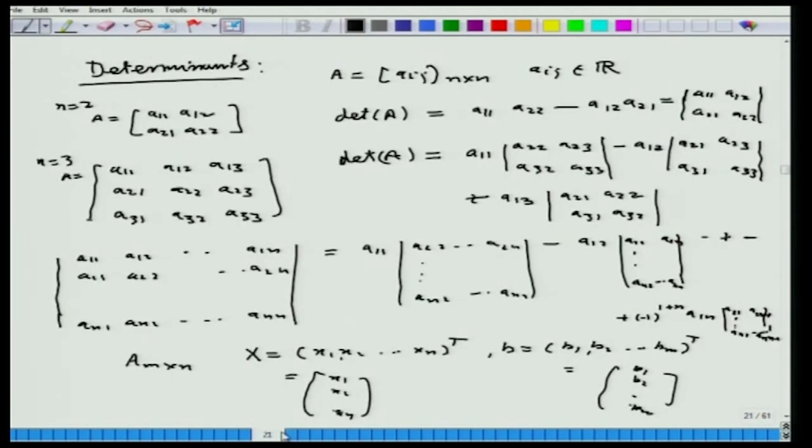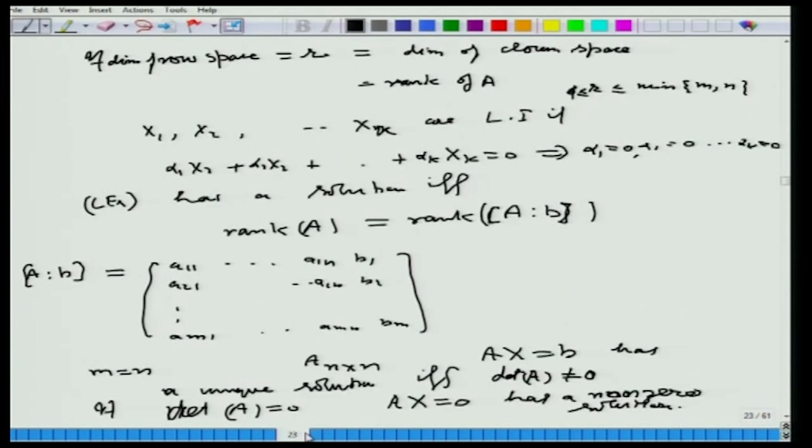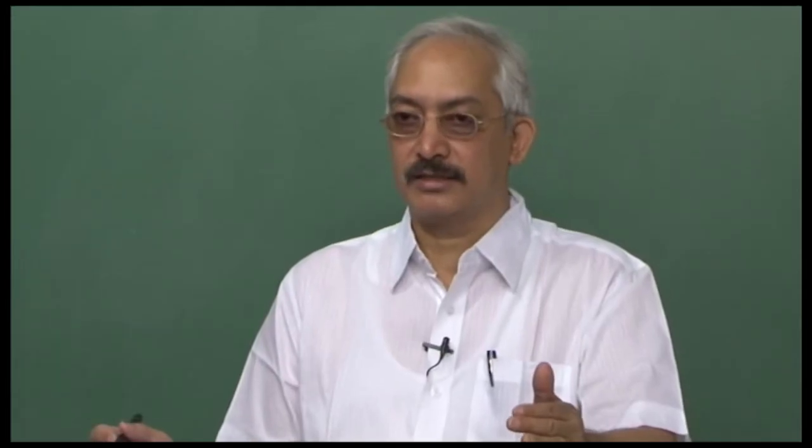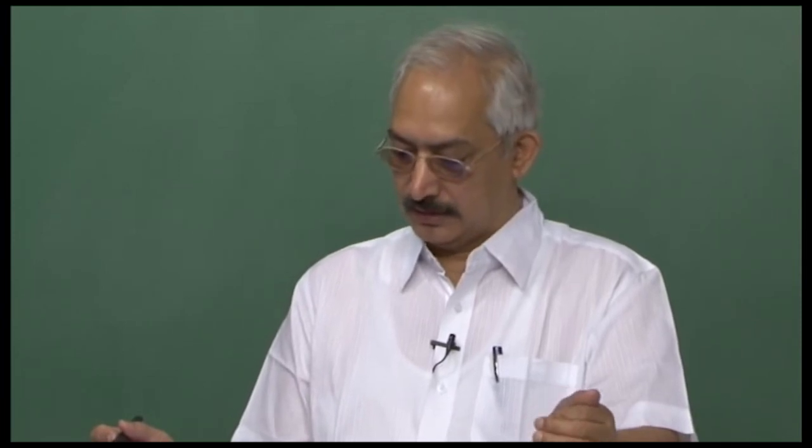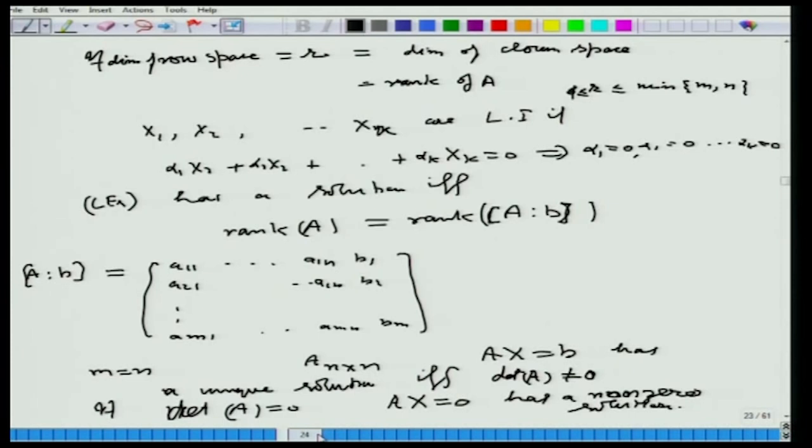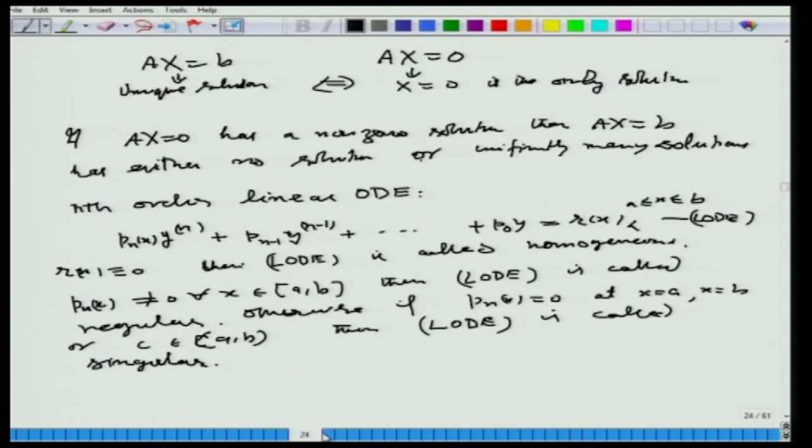Then we considered determinants and various concepts related to determinants, and the associated systems of linear equations. We saw that the system has a solution if and only if the rank of the matrix is the same as the rank of the augmented matrix. In case we have a square system, that is n equations and n unknowns, we can consider the determinant. The system Ax equal to B has a unique solution if and only if the determinant of A is non-zero. If the determinant of A is 0, then A is singular, and the homogeneous system has non-zero solutions, and therefore the non-homogeneous system will have either no solution or infinitely many solutions.